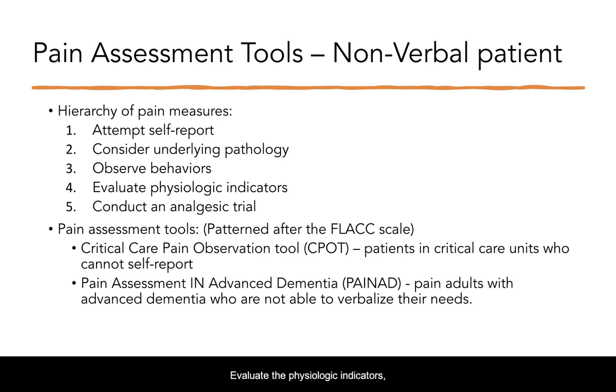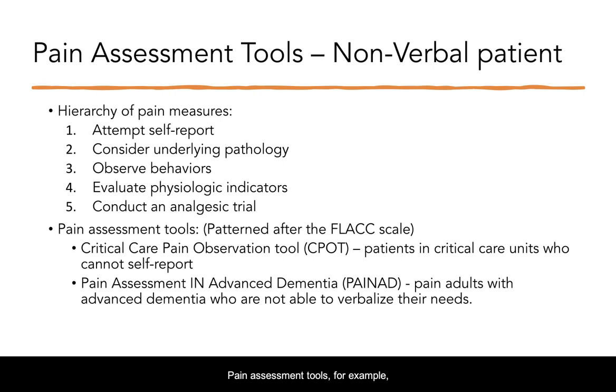Evaluate the physiologic indicators. Conduct an analgesic trial. Start off with the least possible amount and see if that works. If it doesn't, then increase. And if it doesn't, then increase. Sometimes you have combinations of medications. And doctors will consider all of this too.